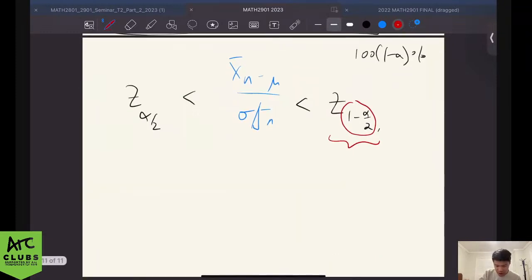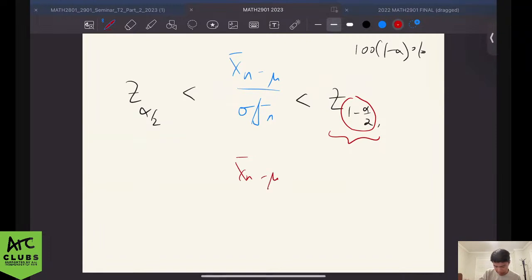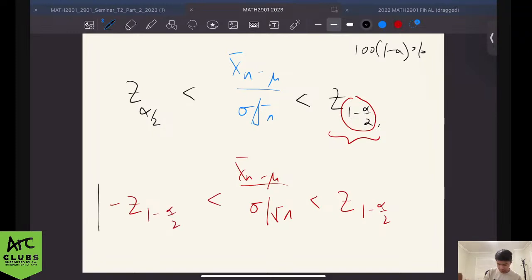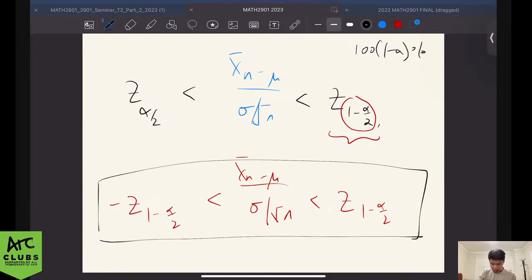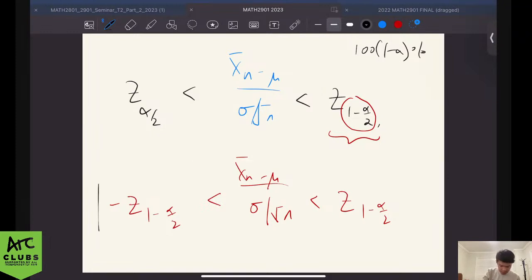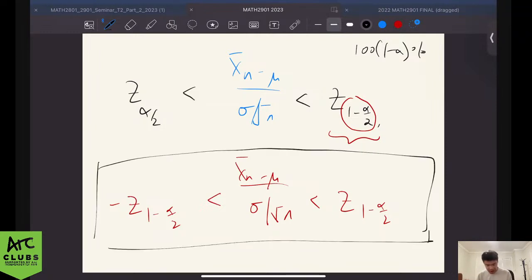But because the normal distribution is symmetric, this lies between, you can actually just write it like this, and it'll be between that and minus the same thing, okay? Sweet. That's really cool, but it doesn't answer the question, right?